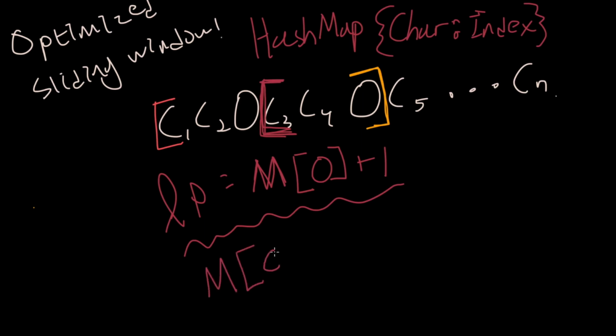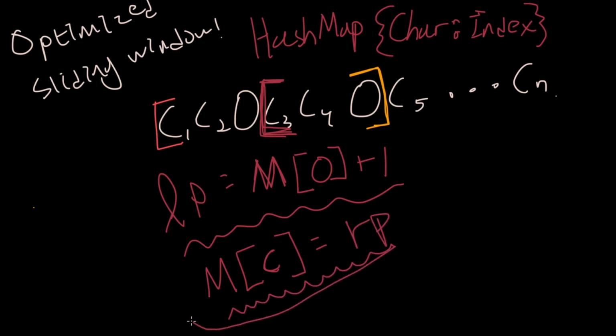The character that you're looping through is the right pointer. At the end of this iteration, you always have to update this character-index pair again. So you can actually use the right index at the end.